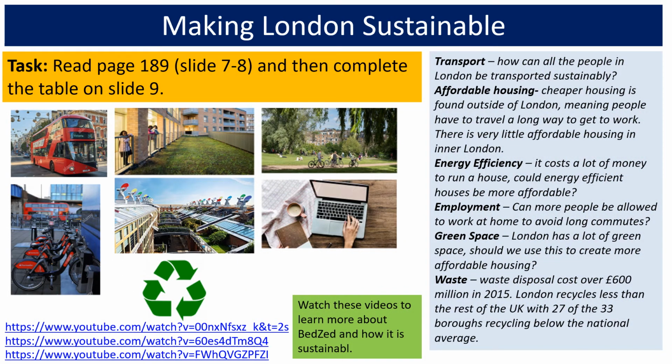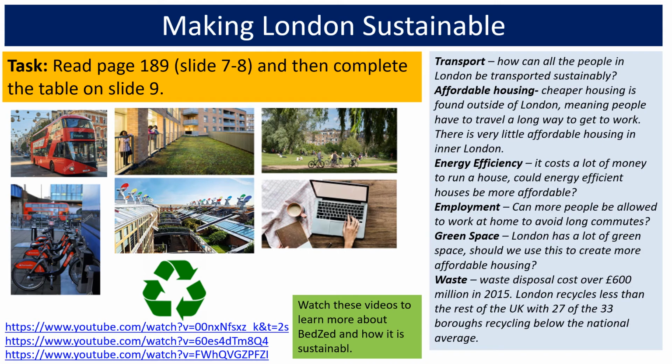And then your second and final task of the day is to go through the next couple of slides, which have some information from the textbook, and complete the table on slide 9. Now, these pictures, hopefully you realise, were showing the following things. In the blue box, transport. How can all the people in London be transported sustainably? Obviously the Santander bikes and also the red buses are ways of helping people get around London in a more sustainable way, polluting the local environment less, but also reducing carbon emissions.